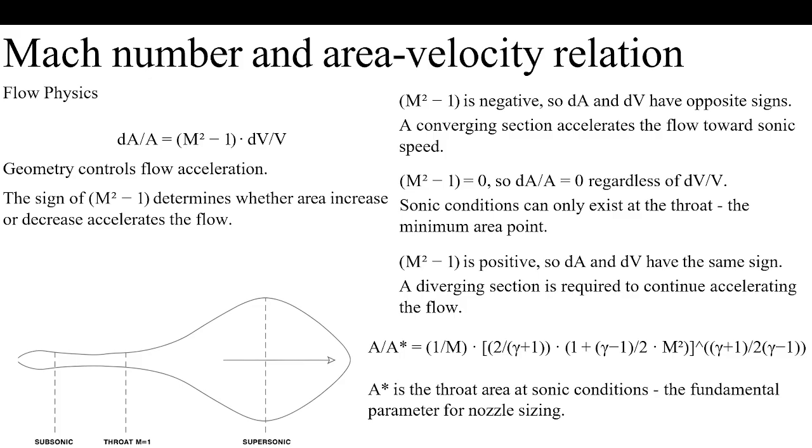So before proceeding to these cases, when we are talking about the right side image, you just see the right side case, where M squared minus 1 is the condition for your Mach number. When it is negative, then dA and dV have opposite signs, where the flow is in the convergent section, where it accelerates the flow towards the sonic condition.